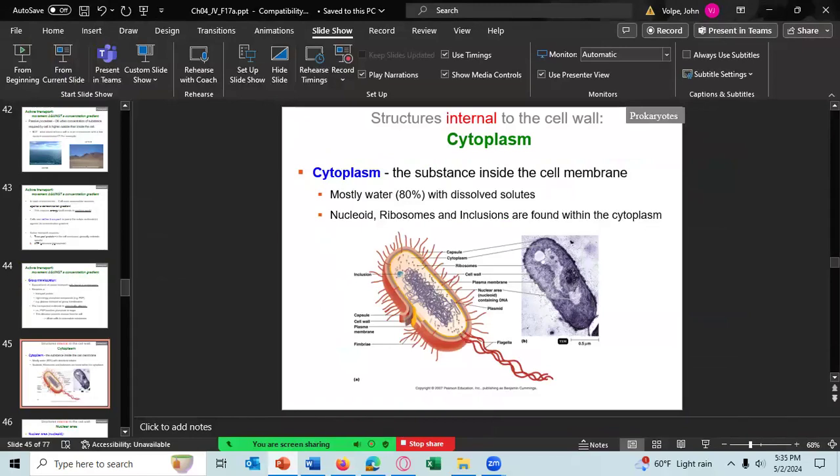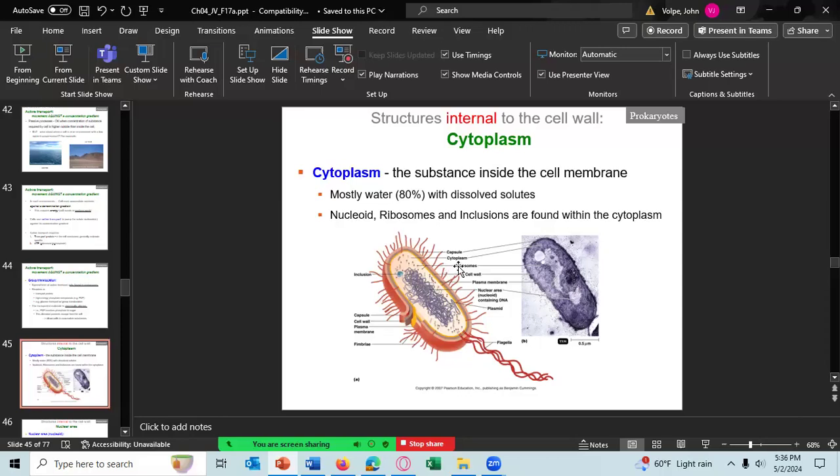The cytoplasm is the liquid substance inside the cell membrane. It's mostly water. About 80% of the cytoplasm is water, but it does have dissolved solutes in it, like glucose and salt and magnesium and chloride and all those other things that are in the cytoplasm. The nucleoid region is wherever the DNA is floating within the cytoplasm. The ribosomes are in the cytoplasm, but they are too large to be dissolved in the cytoplasm.